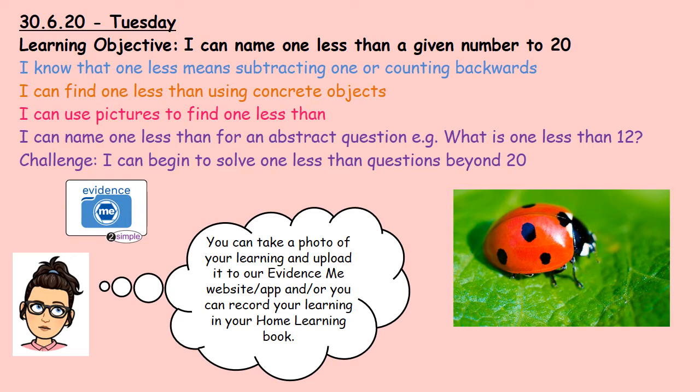So today, our learning objective says, I can name 1 less than a given number to 20. I know that 1 less means subtracting 1 or counting backwards. I can find 1 less than using concrete objects. I can use pictures to help me find 1 less than. I can name 1 less than for an abstract question. For example, what is 1 less than 12? Challenge. I can begin to solve 1 less than questions beyond 20.